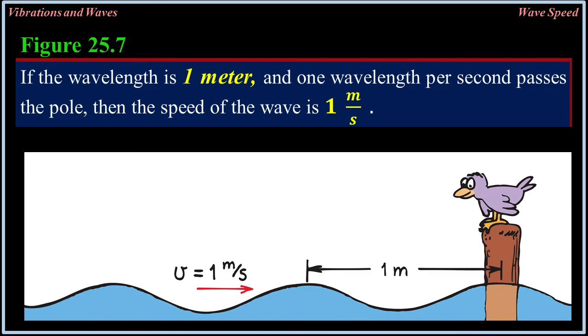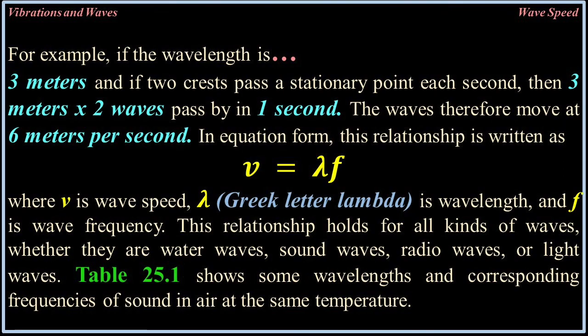You can calculate the speed of a wave by multiplying the wavelength by the frequency. For example, if the wavelength is 3 meters, and if 2 crests pass a stationary point each second, then 3 meters times 2 waves pass by in 1 second. The waves therefore move at 6 meters per second. In equation form, this relationship is written as v equals lambda f, where v is the wave speed, lambda, the Greek letter lambda, is wavelength, and f is wave frequency. This relationship holds for all kinds of waves, whether they are water waves, sound waves, radio waves, or light waves.